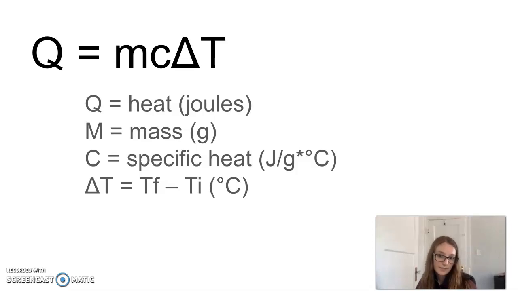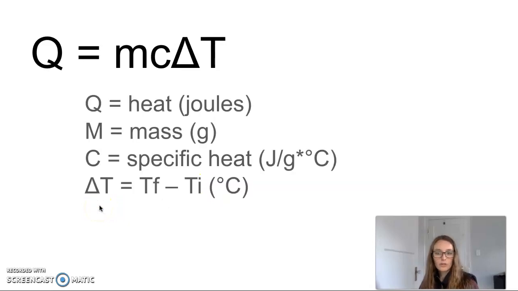The equation for specific heat that you'll be learning today is called Q equals MC delta T. You may have heard people say Q equals MC delta T, and really what that is: Q, which is heat, is equal to m, mass, and that should be the lowercase m. C is specific heat, and then delta T. The delta symbol means change, and T is temperature. So final minus initial temperature is delta T.